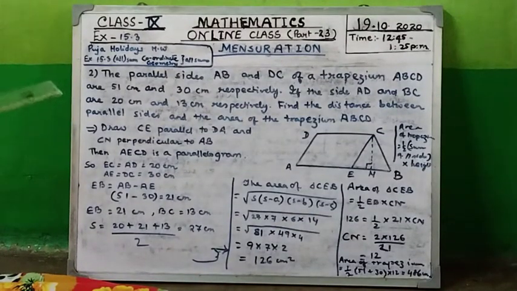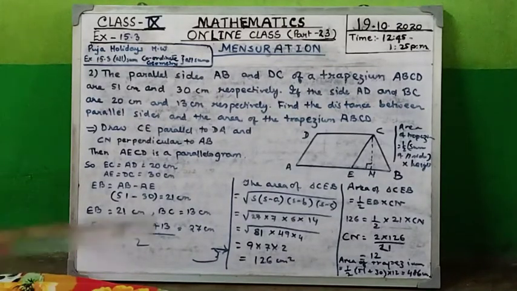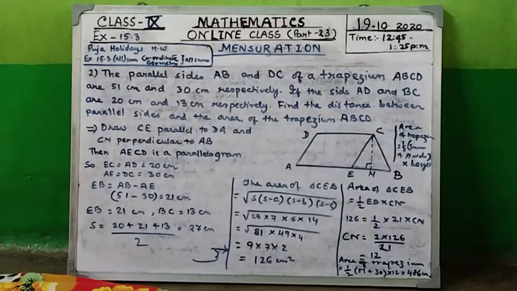The parallel sides AB and DC of a trapezium ABCD are 51 and 30 cm respectively. If the sides AD and BC are 20 and 13 cm respectively, so this is 20 and this is 13, find the distance between the parallel sides and the area of the trapezium ABCD.